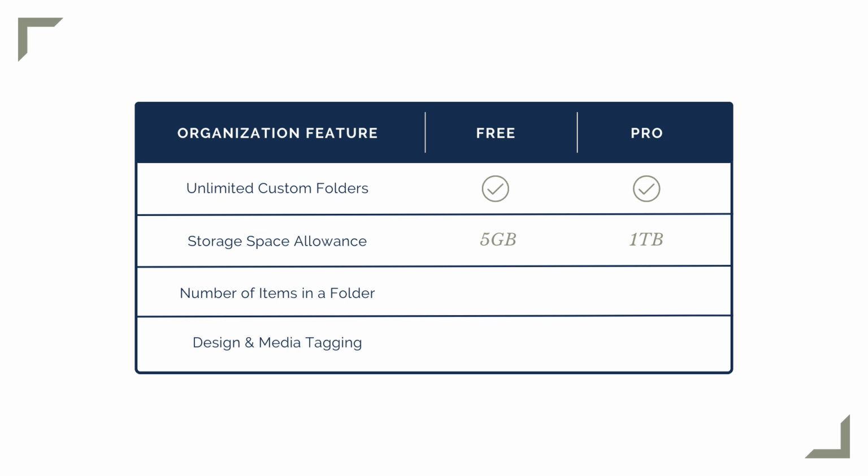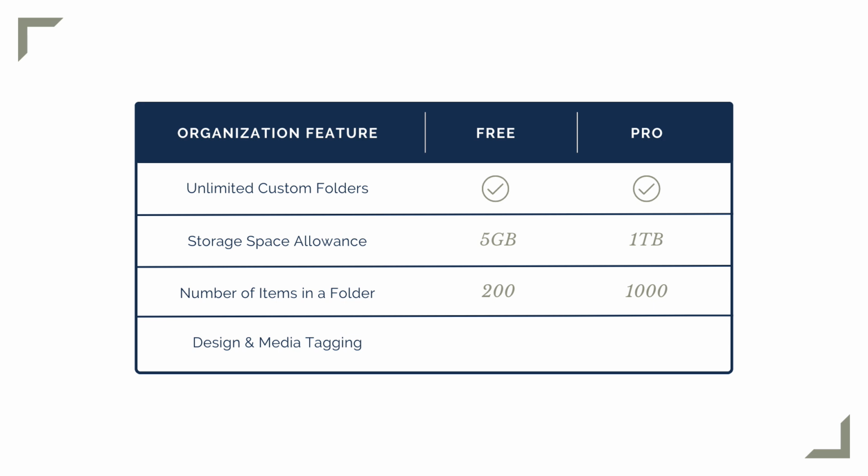In terms of creating custom folders, like I said, you can create an unlimited number of folders on all plans, but free users can store a maximum of 200 items in a folder, whereas pro users can store up to 1,000 designs or images in a folder. Otherwise, your experience using and moving content into folders should be the same regardless of which plan you're on.